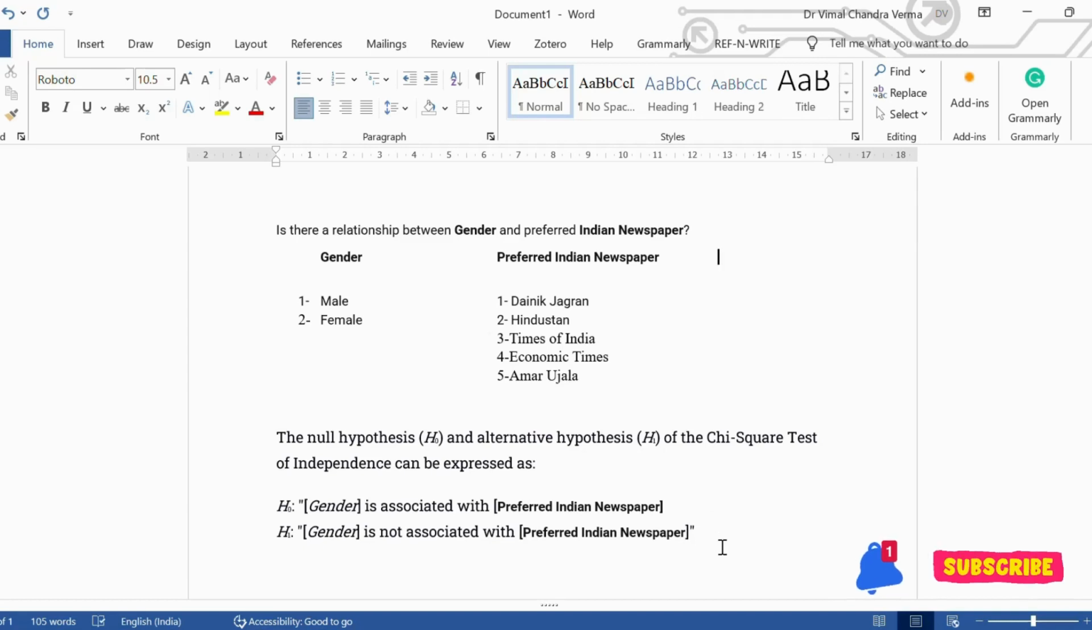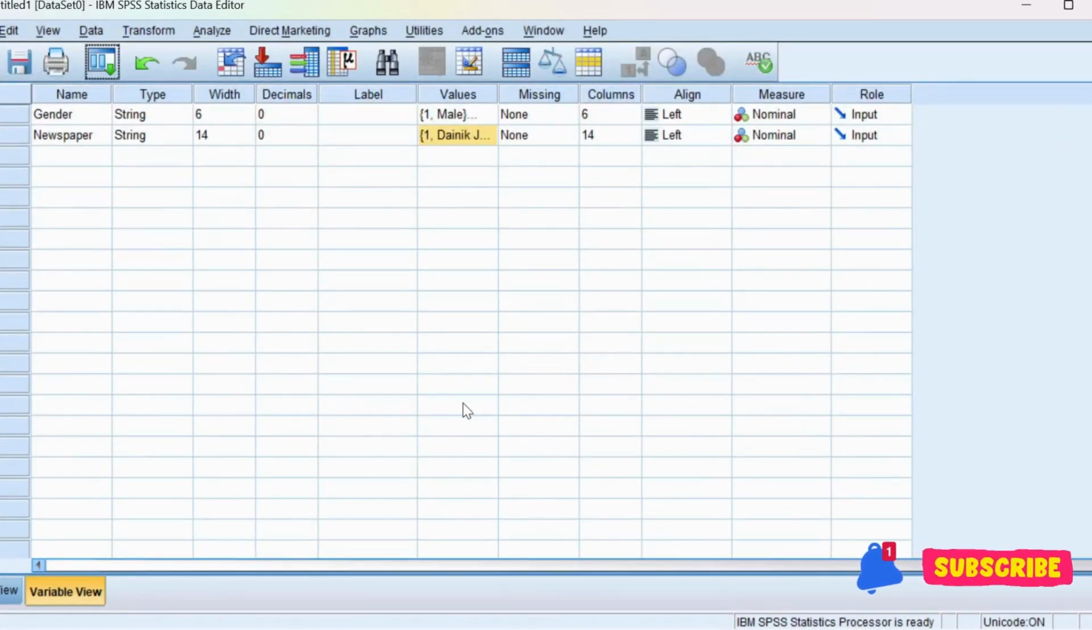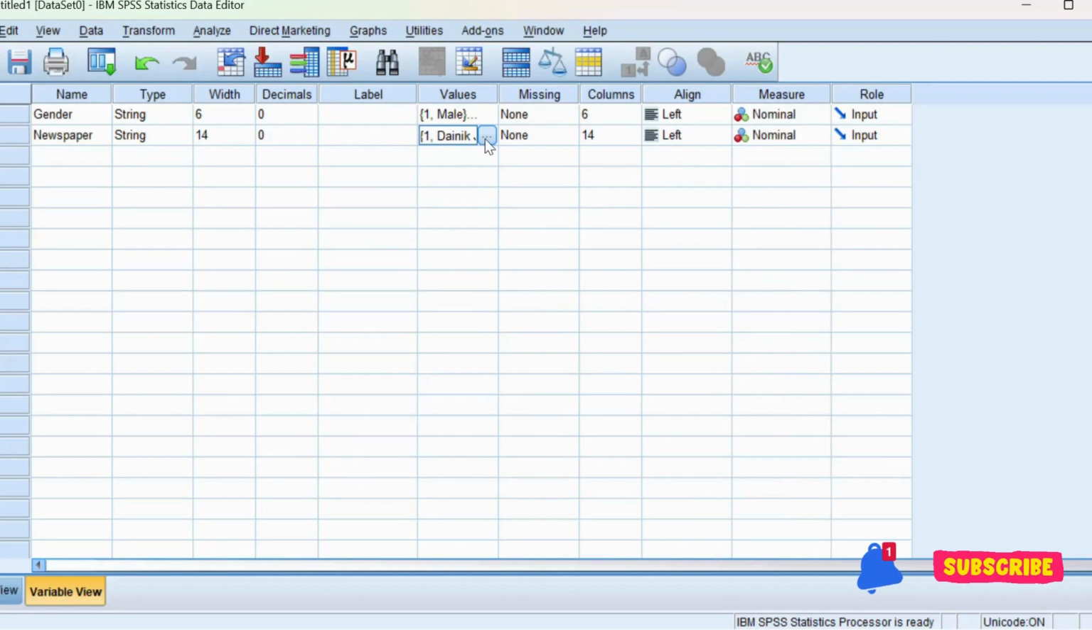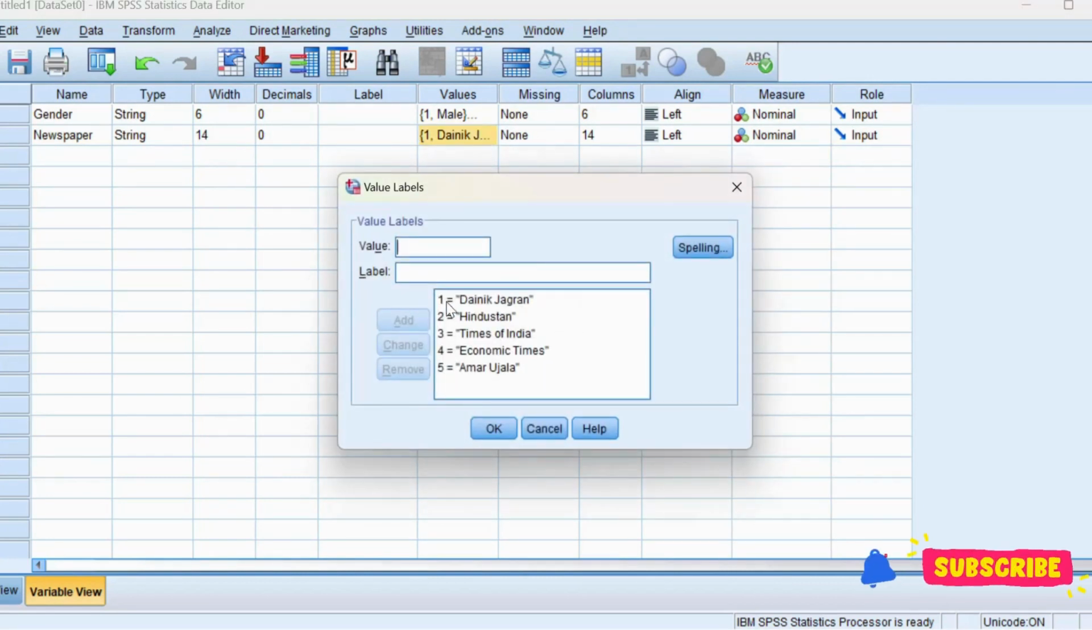Now we are going to see in SPSS how to perform the chi-square test. I have one dataset in which I have two variables, as I have discussed. Both of them are categorical variables. One is gender and another is newspaper. In values, I have taken one for male and two for female, and for the newspapers, one for Dainik Jagran, two for Hindustan, three for Times of India, four for Economic Times, five for Amar Ujala.